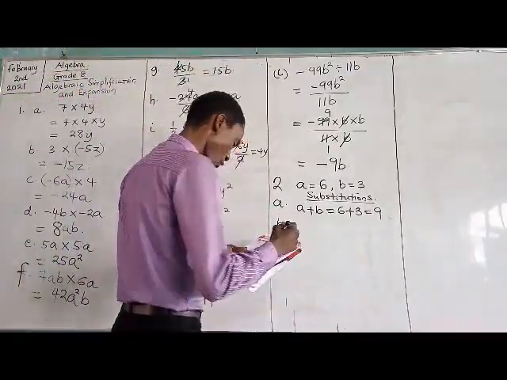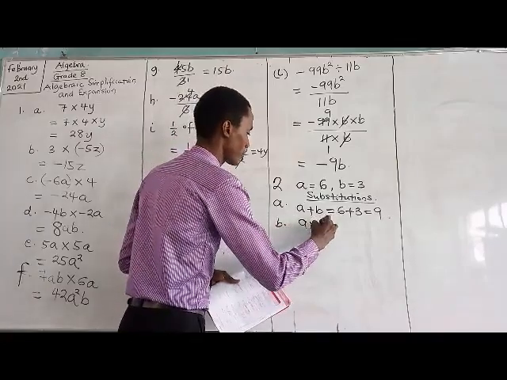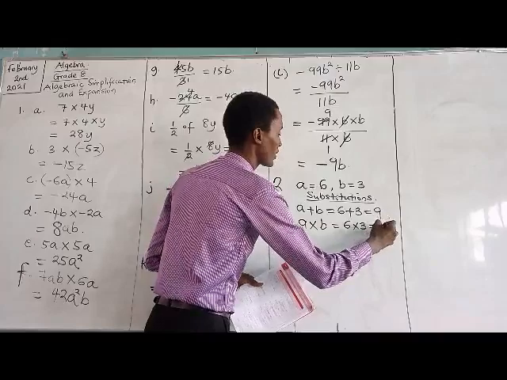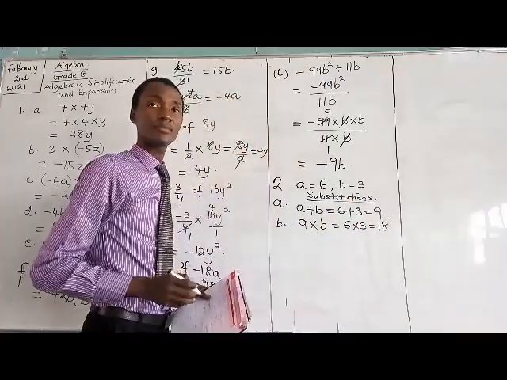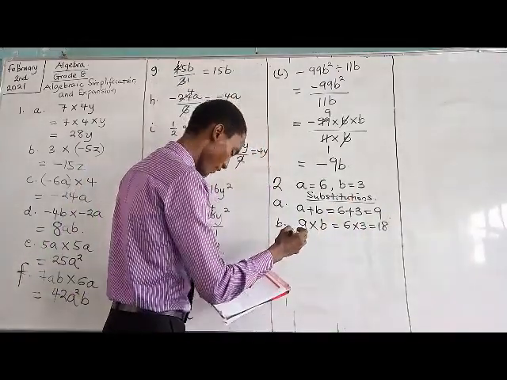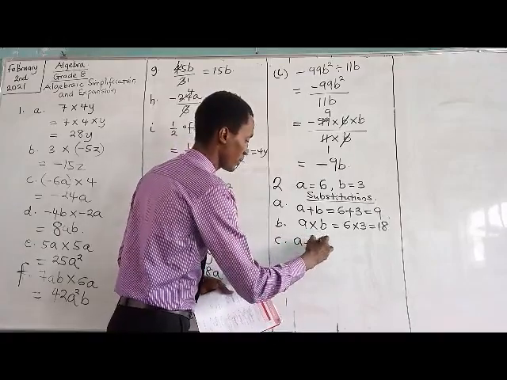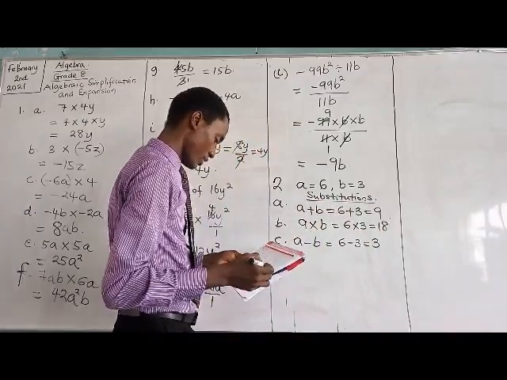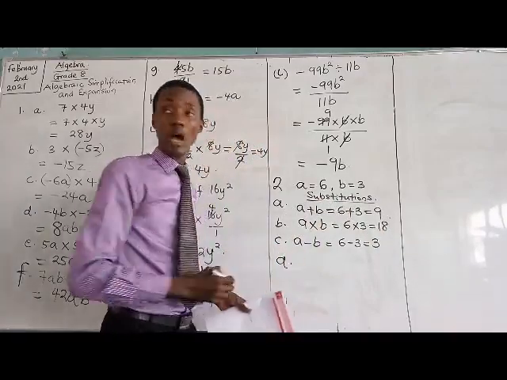Alright, so we continue, and that will be a times b equal to what? 6 times 3, and that will be what? 18. A substitution. C, you have that what? A minus b, and that will be what? 6 minus 3, and that will be what? 3.